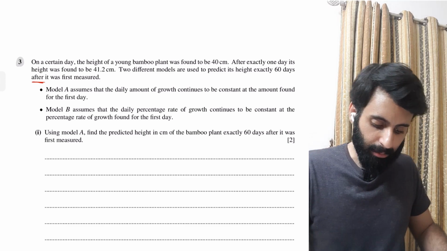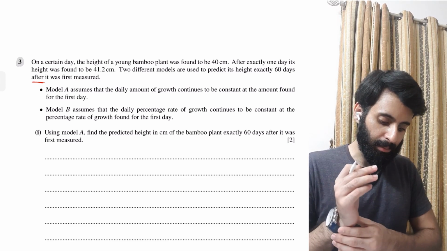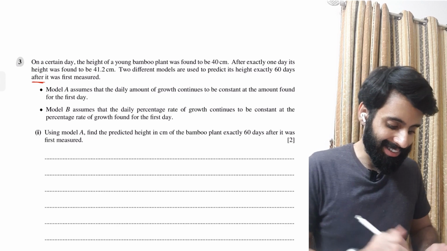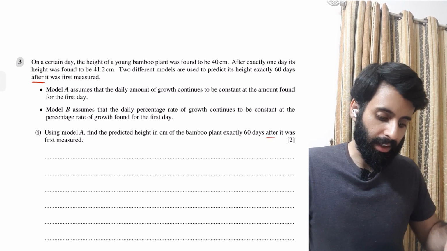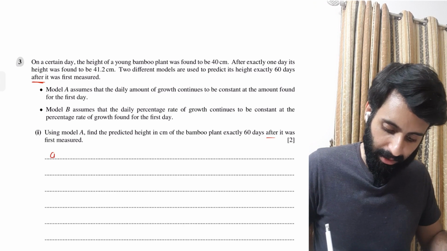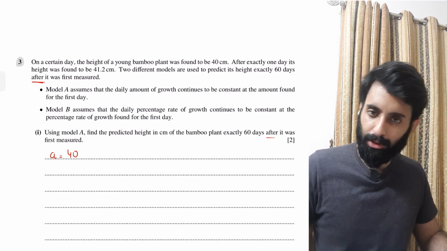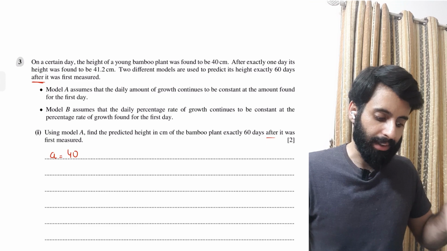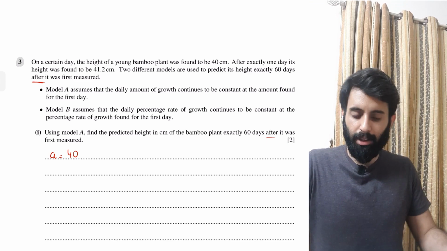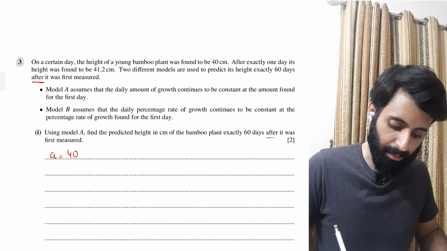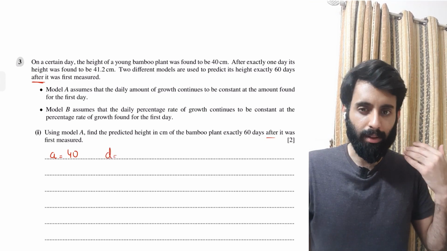So it says, using Model A, find the predicted height in centimeter of the bamboo plant exactly 60 days after it was first measured, okay? So on the first day, its height was 40 centimeters. So I would say A is equal to 40 centimeters, okay? After exactly 1 day, its height was found to be 41.2 centimeters. So like I said, Model A assuming this to be an arithmetic progression, so that means we're more interested in finding out what the common difference is.